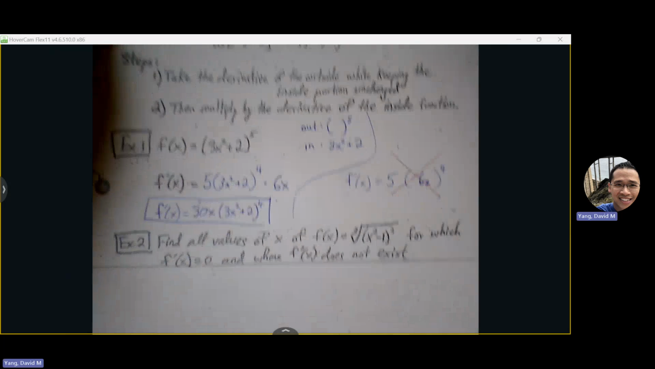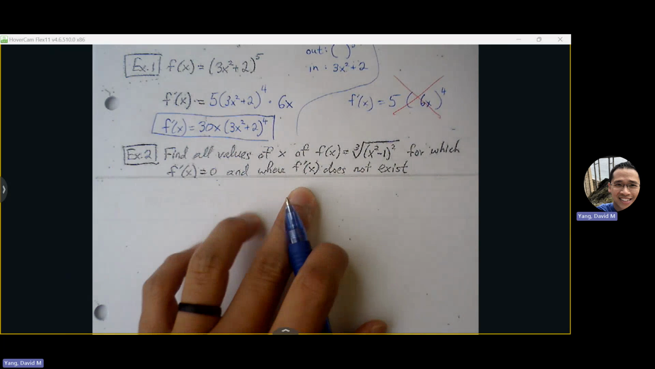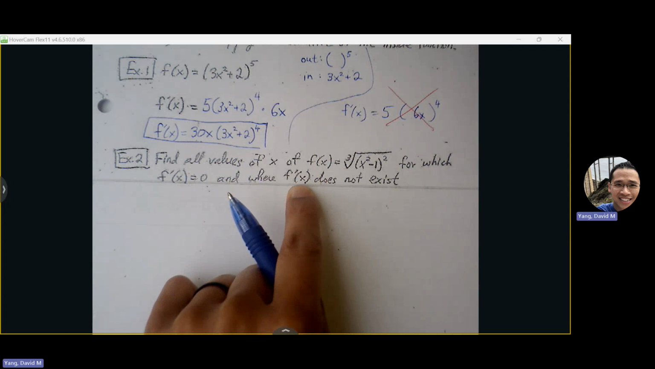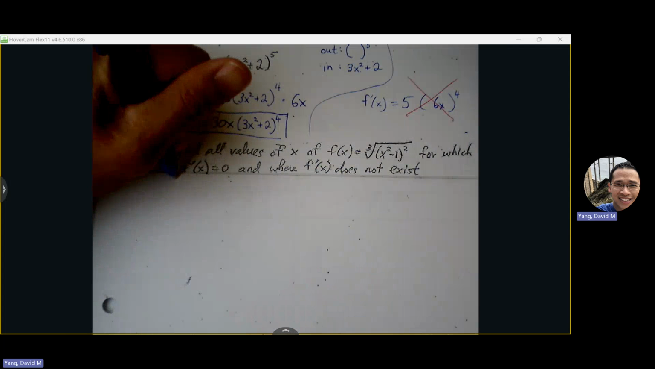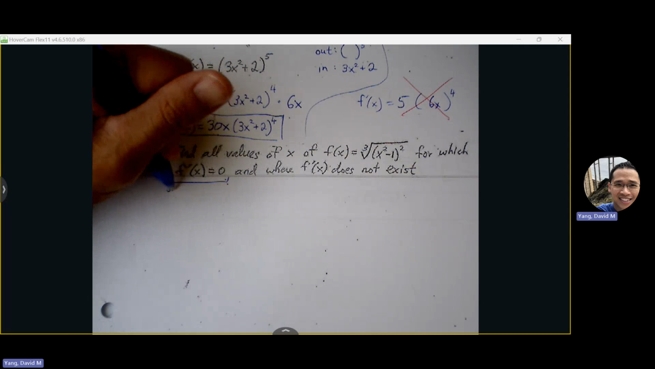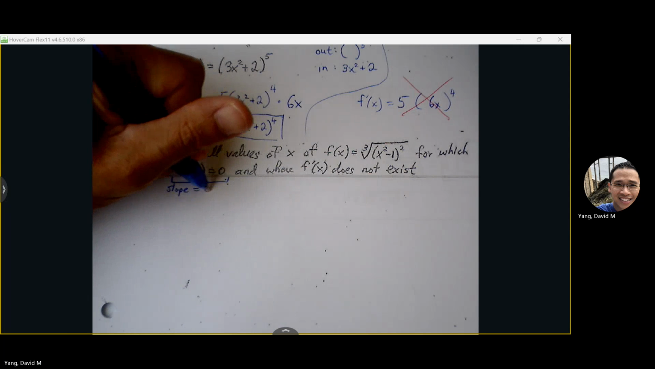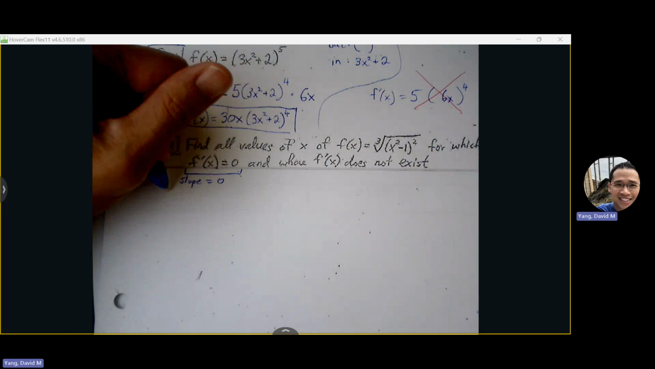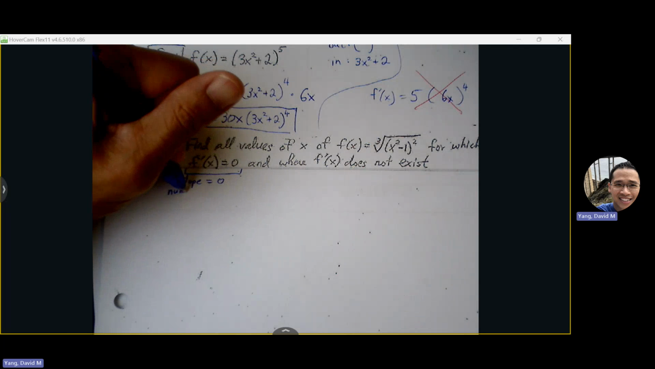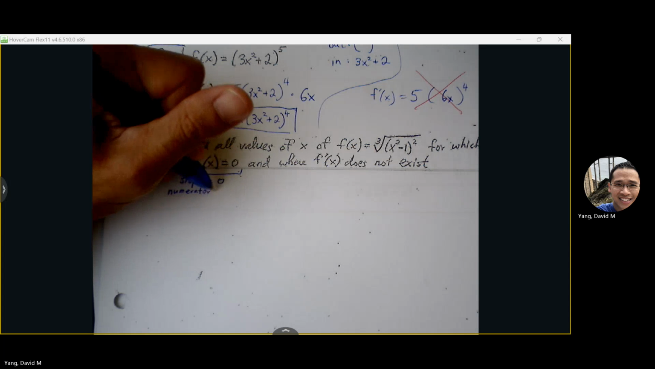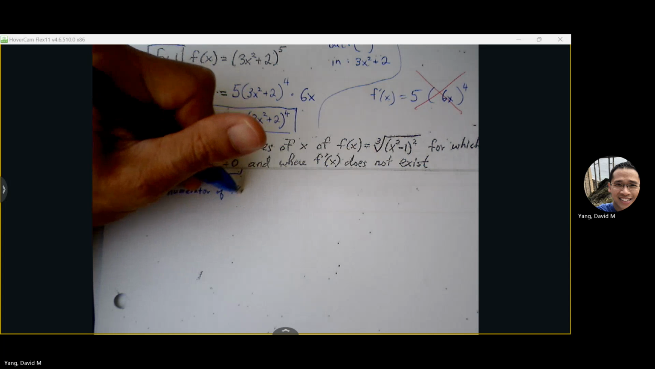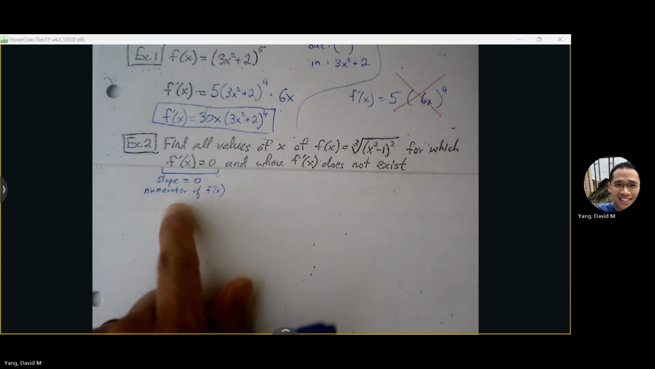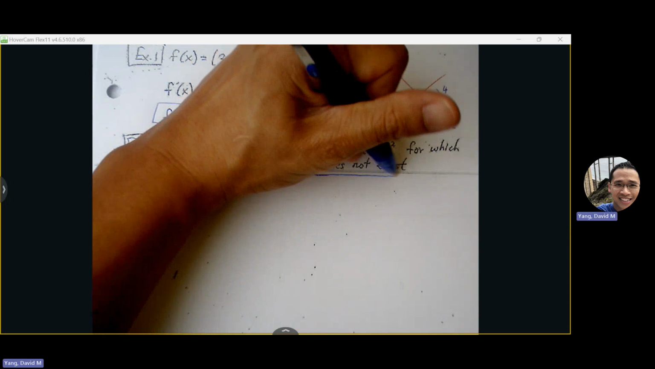Okay, example 2. Find all the values of the function for which f prime is equal to 0 and where f prime does not exist. So f prime is equal to 0. This is basically where the slope is 0. And if there's a numerator and denominator portion within my f prime, then it's going to be coming from my numerator. So my numerator of f prime is going to be telling me where my slope is going to be 0.